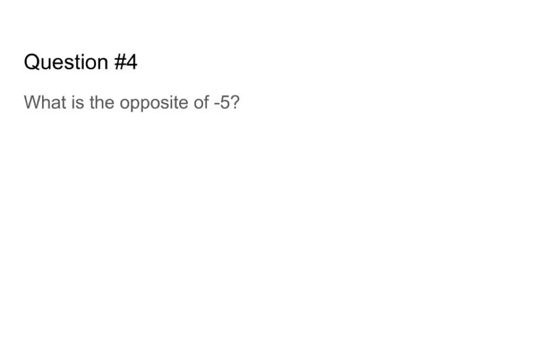Next, we have: what is the opposite of -5? Choose your answer. Hopefully you remember that opposite has to do with the opposite side of the number line. So -5 is to the left of 0 on the number line. On the other side of 0 on that number line would be a +5. So the opposite of -5 is +5. Hope you got that one.